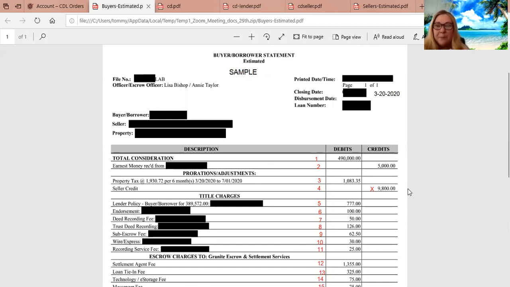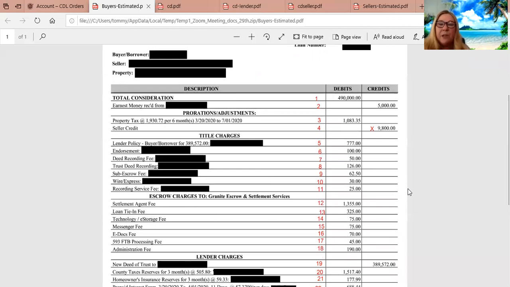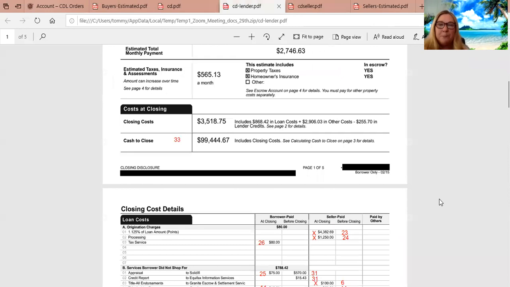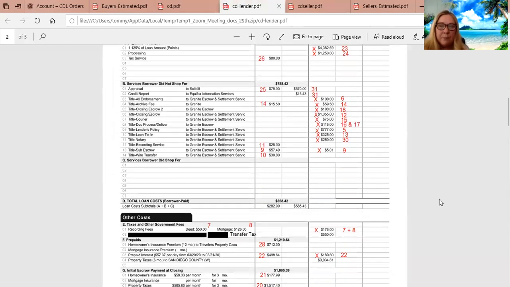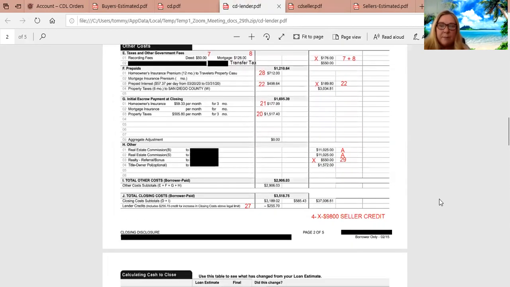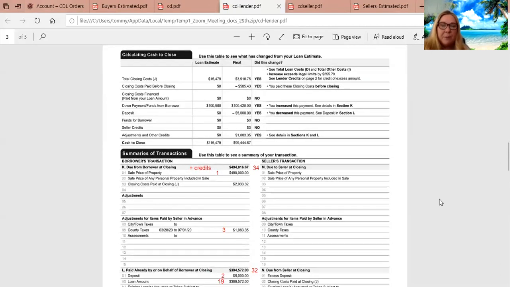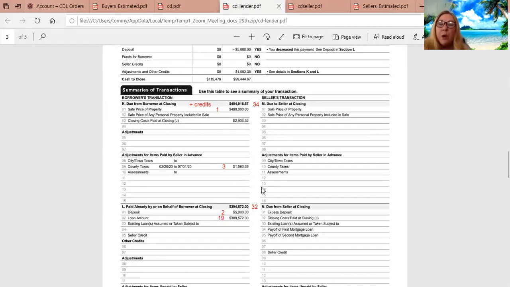Okay. Now go back to this CD for the lender. Let's see if we can find number 3 and 4 on the CD. Let's go down a little bit farther. Should be right here. Okay. So on the closing disclosure, it's on page 3, and that's where they have their adjustments. So right here it says the tax prorations, number 3, 108,335. That's the same figure as the other one.